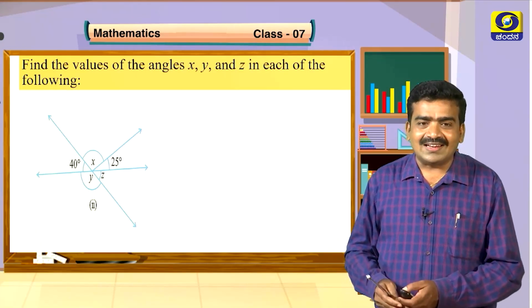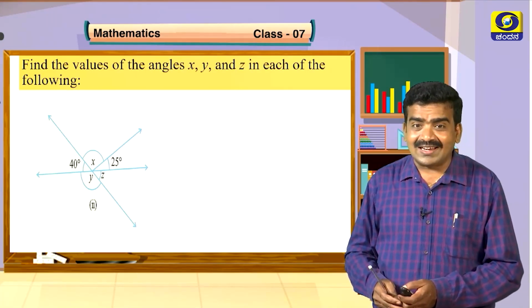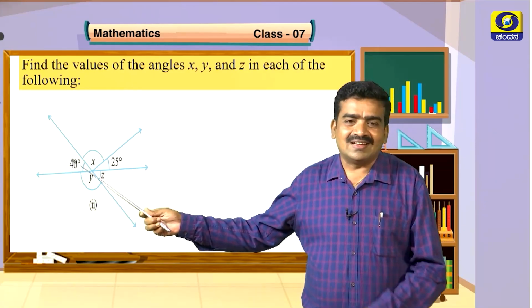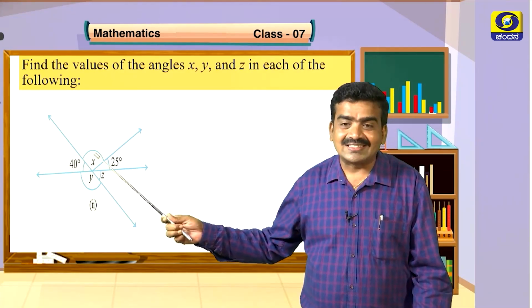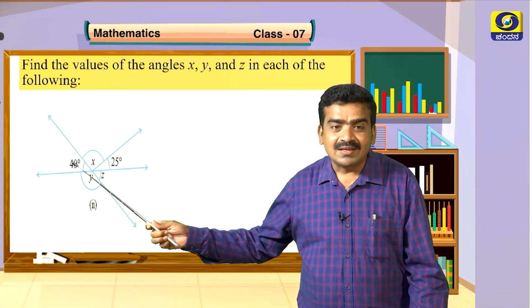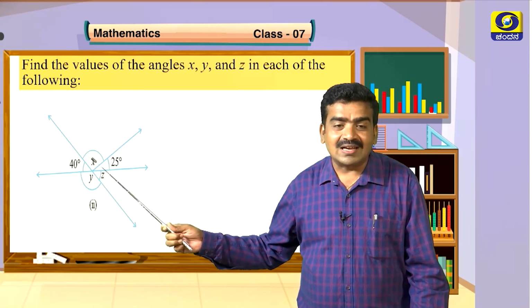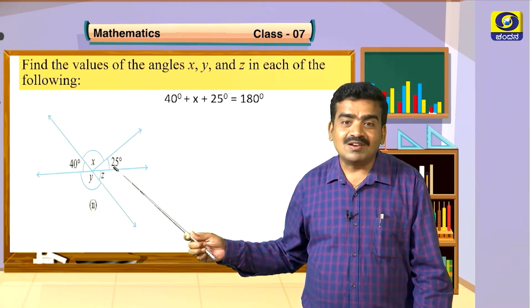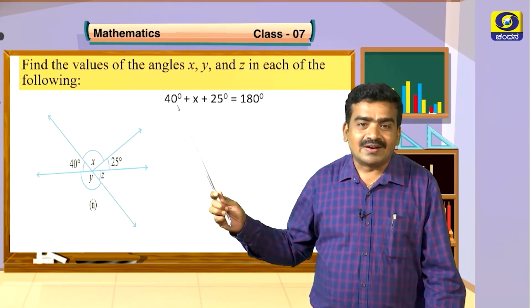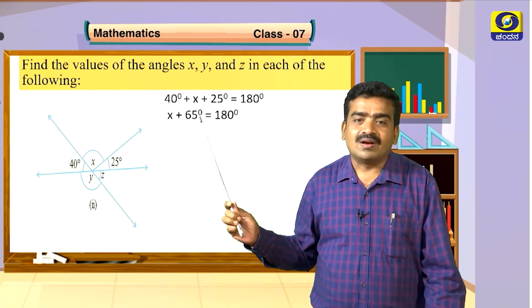Here, how to calculate x? To calculate x, we need to consider that the angles formed by rays standing on a straight line will be 180 degrees. That means, if we add 40 degrees, x and 25 degrees, how much will we get? Yes, 180 degrees we will get. So, now add 40 degrees and 25 degrees, how much will you get?